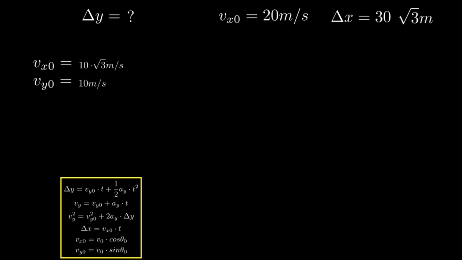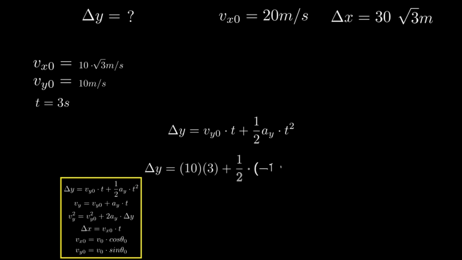Alright, now since we have delta x and the initial horizontal velocity, we can use the delta x equation to solve for t. If we now plug in both values, then we obtain a time of 3 seconds. Now with that in mind, we can finally use the delta y equation to solve for delta y. Also keep in mind that we are on Earth, so due to that the vertical acceleration would be minus 10. If we now evaluate everything, we get minus 15 meters. So now we know that the hill is approximately 15 meters tall.